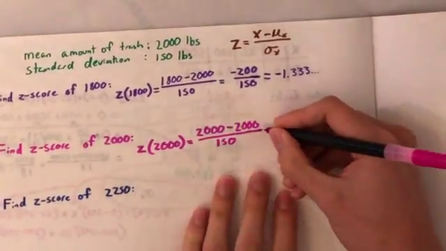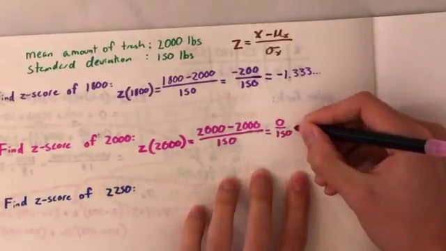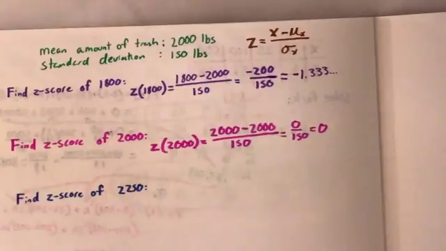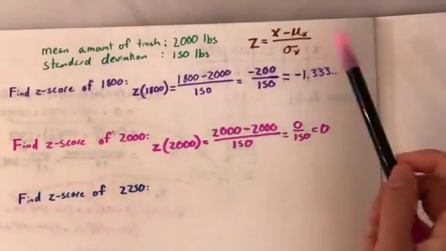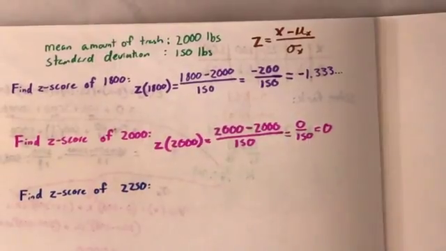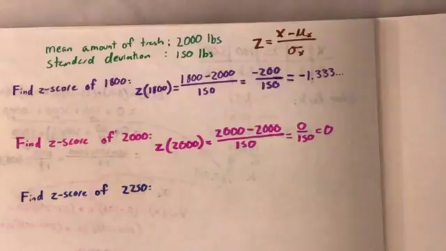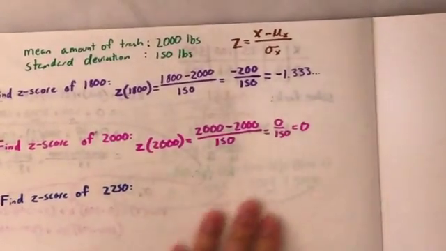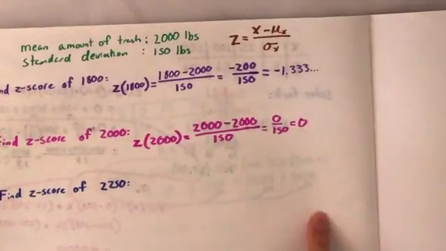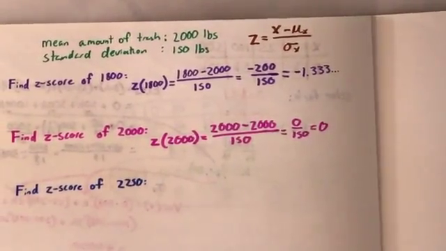But this standard deviation actually becomes irrelevant because our top two numbers are the same. 2,000 minus 2,000 just equals 0. So 0 over 150 is just 0. And the z-score is 0 because it's exactly where the mean is. So it is neither better nor worse than average. It's just 0 standard deviations from the mean. That can trip people up if you're overthinking it, but just use your formula and trust your formula, because there's a reason that we give it to you.